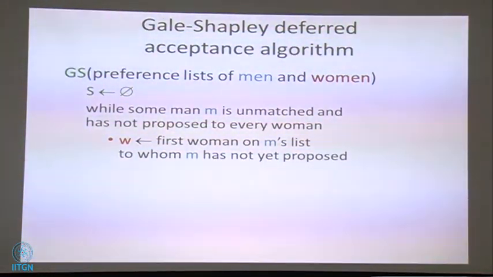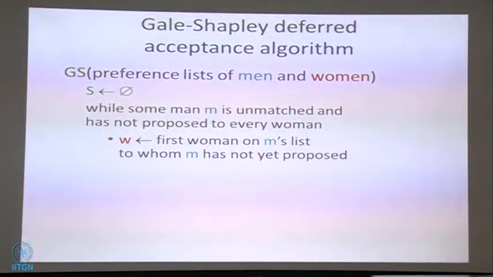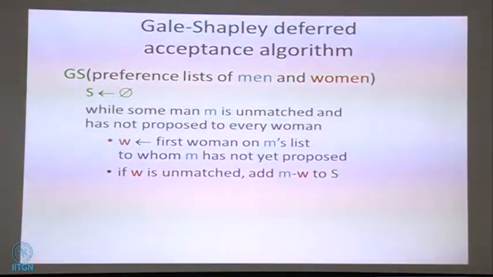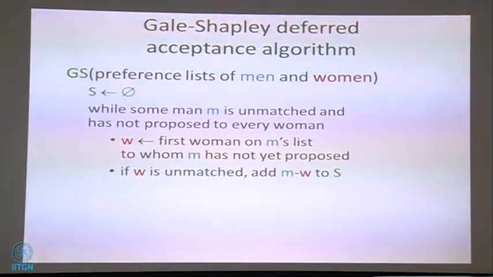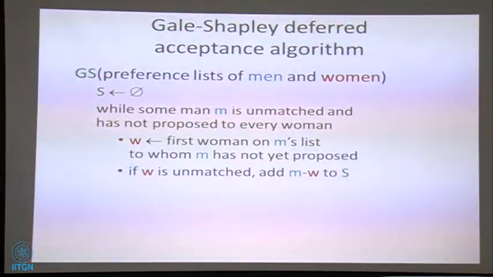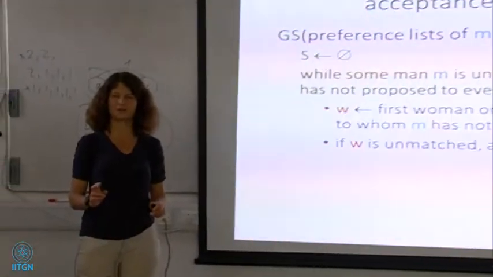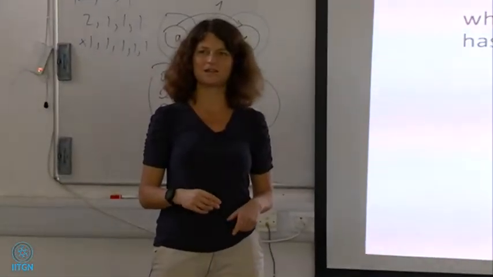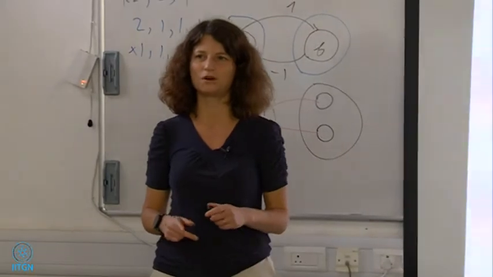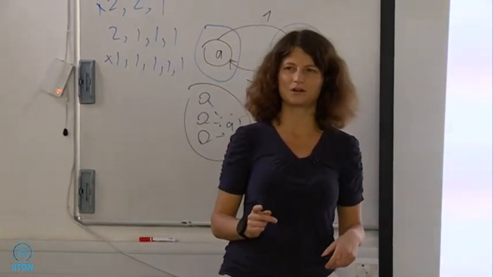Okay, so what happens now? The woman has to decide, right? So what do women do? Well, if the woman is currently unmatched, she says, okay, I don't want to be unmatched, so whoever is proposing to me, I'm going to accept him provisionally, right? And provisionally means that she's happy to be matched with him for now until maybe something better comes along, right?